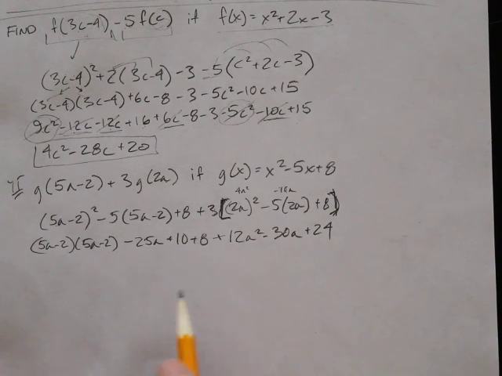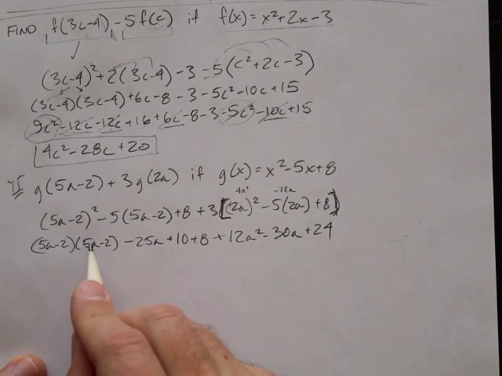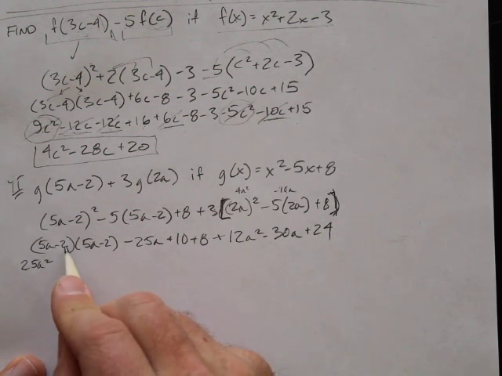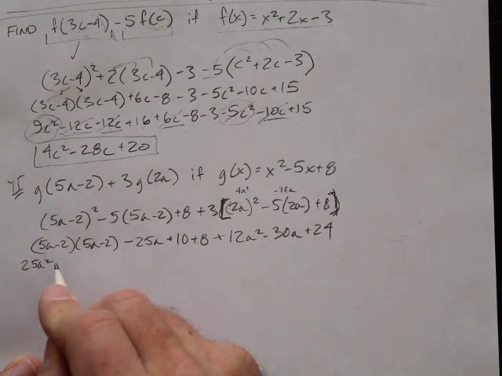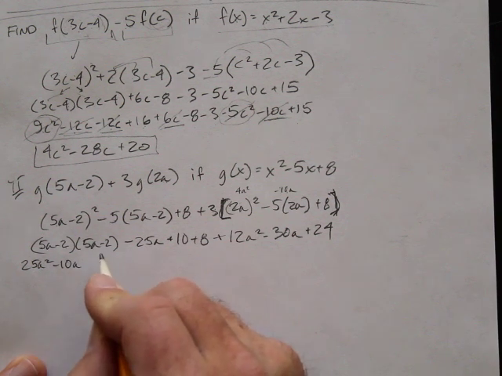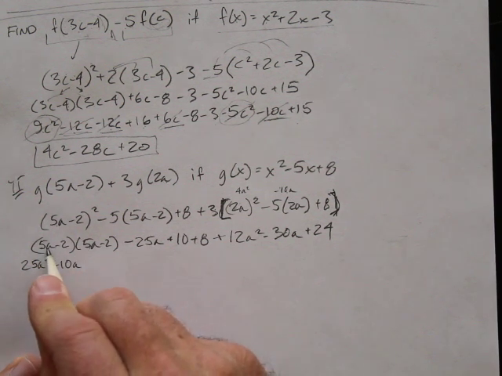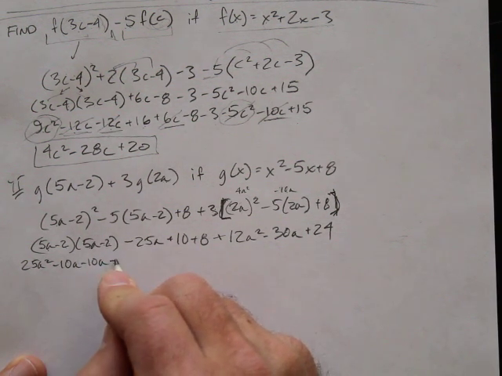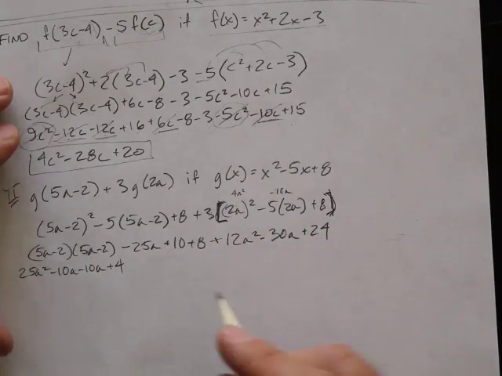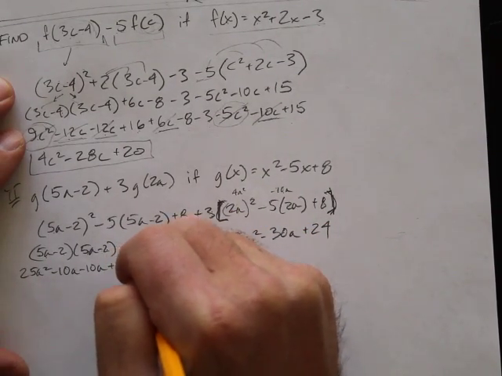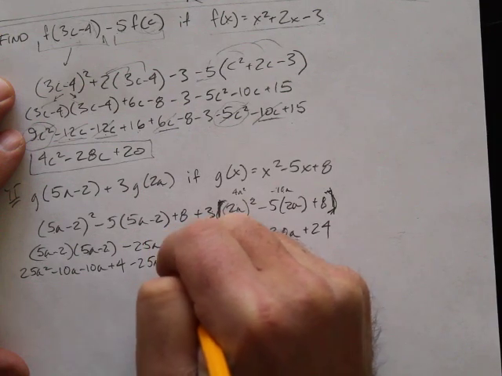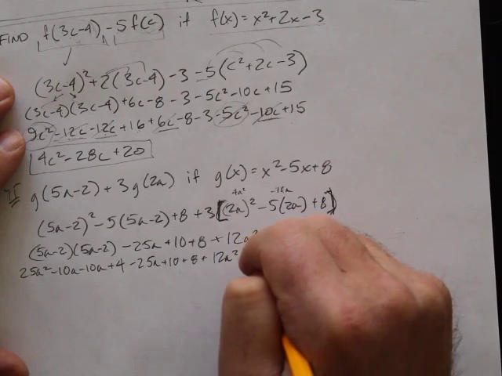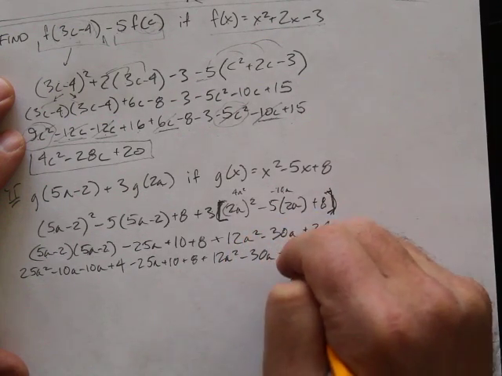All right, I'm almost ready to combine like terms here. 5a times 5a is 25a squared. Negative 2 times 5a is negative 10a. And then also 5a times negative 2, negative 10a again. And then negative 2 times negative 2 is positive 4. And I can write all this out again, why not? 25a plus 10 plus 8 plus 12a squared minus 30a plus 24.